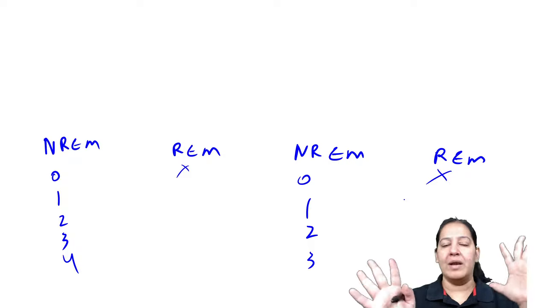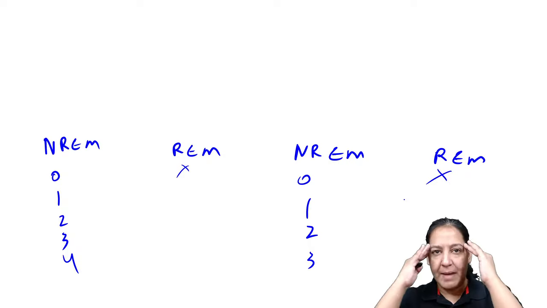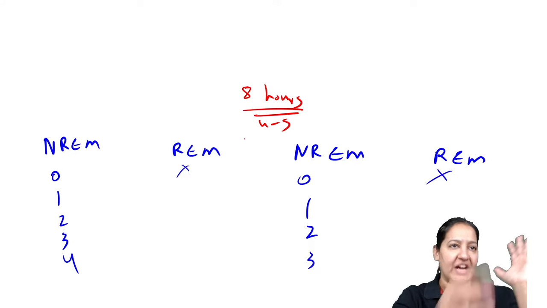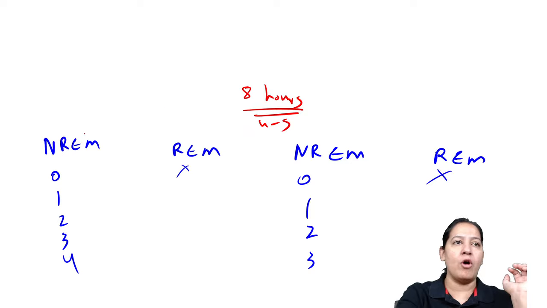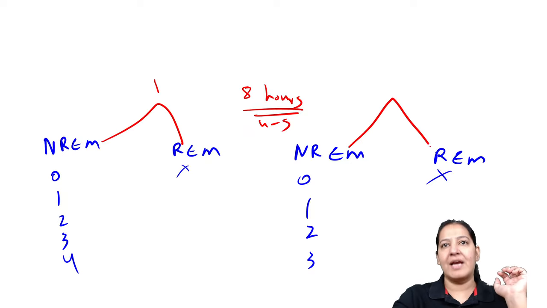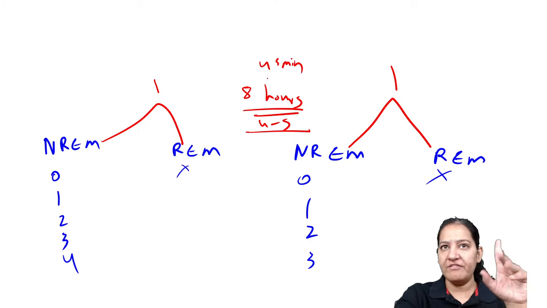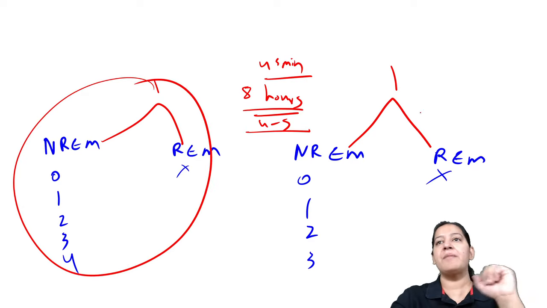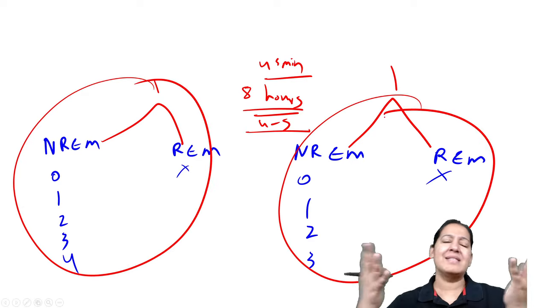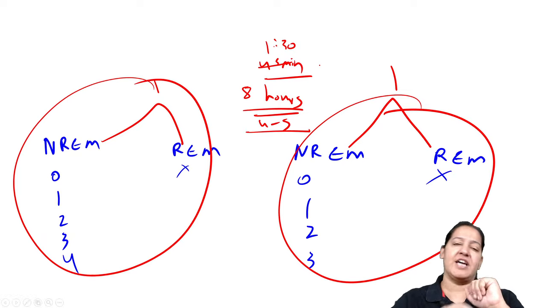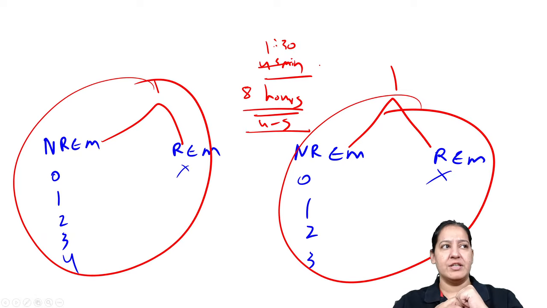This is normal if I'm taking no tablet, and I'm sleeping continuously for 8 hours. In those 8 hours, this cycle is repeated 4 to 5 times. One REM and one non-REM complete one cycle. I complete 4 to 5 cycles in 8 hours, because for one cycle I require 45 minutes. Sorry, not 45 minutes, I guess 1 hour 30 minutes for one cycle. You have to check the exact time. So 4 to 5 cycles in one night. Give me a thumbs up.